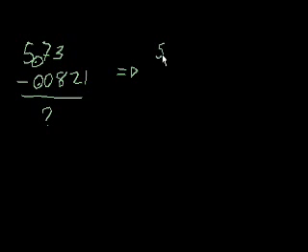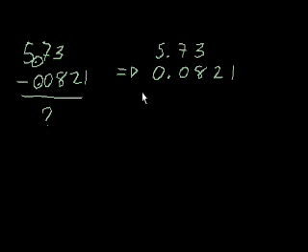So it's 5.73, and then I'll put the decimal here. 0.0821. And some people say it's good to always put a 0 in front of the decimal. My wife's a doctor, and she says it's critical, otherwise you might give someone the wrong amount of medicine. But anyway, so we've lined up the decimals, and now we're ready to subtract.